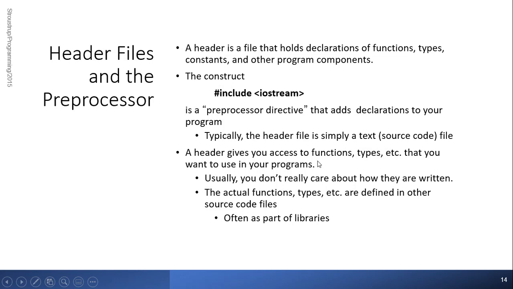A header gives you access to functions and types that you want to use in your program. So a header basically gives us access to the interface. All the new types or data types, the user-defined types, the functions, the constants, everything is accessible to us. Their declarations are accessible to us. So usually we are interested in the declarations and not their definitions. We want to just use them. We don't want to understand how they were implemented.